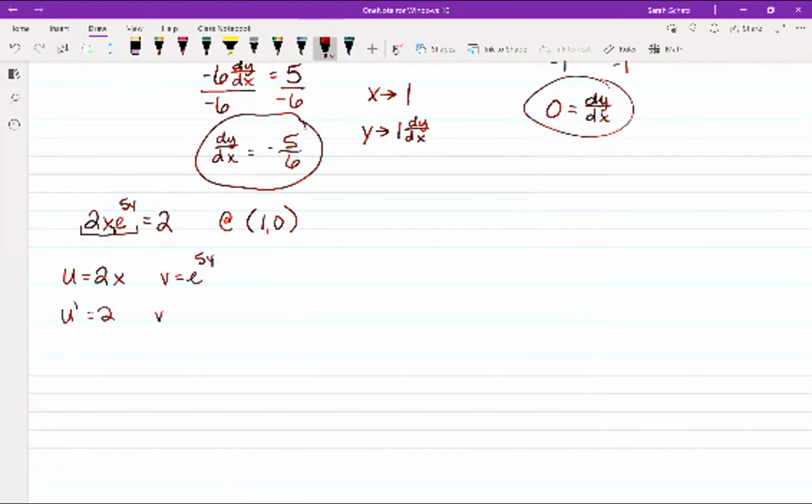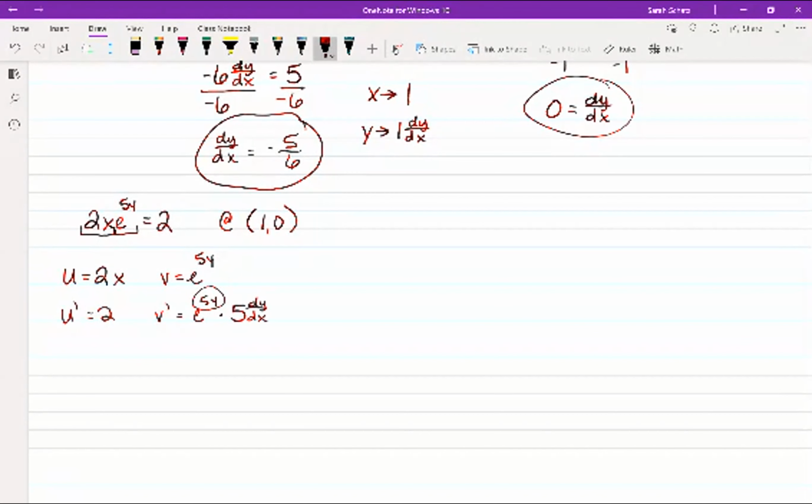So let's find the derivative of v. Remember how exponentials work. The e term comes down exactly as is. So we have the e to the 5y. And then you just multiply by the derivative of your exponent. So the derivative of 5y is 5, but because it's a y, it's dy/dx.